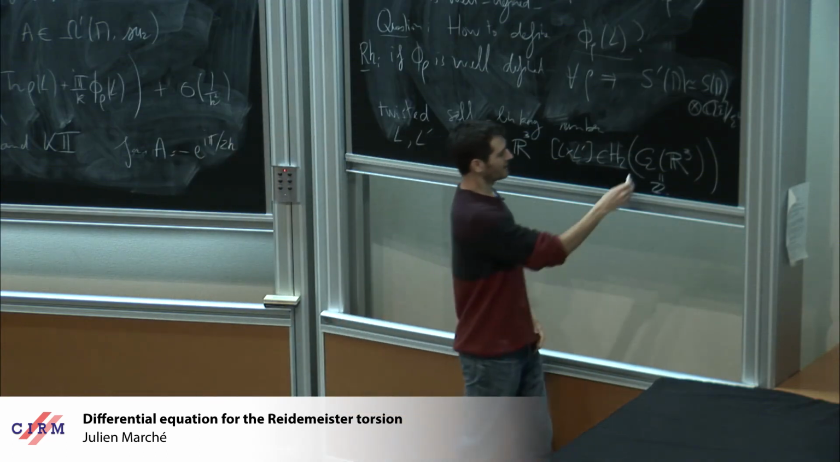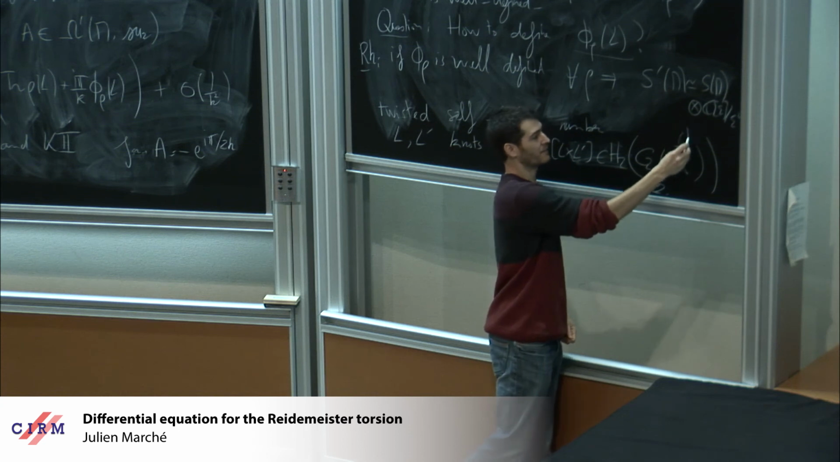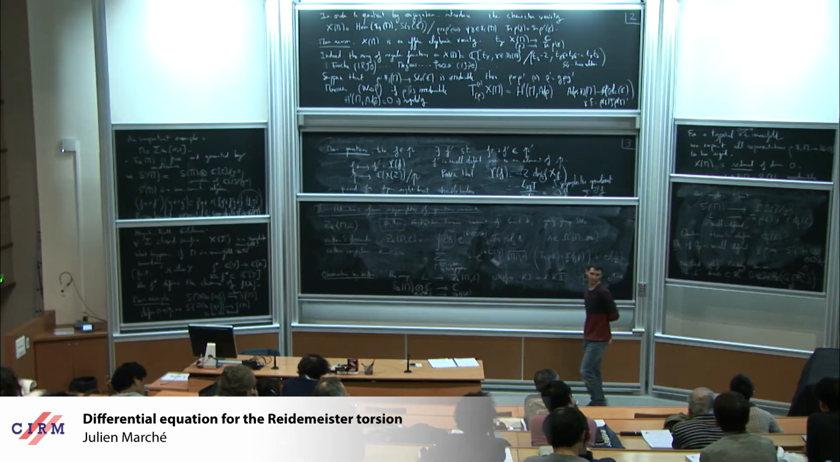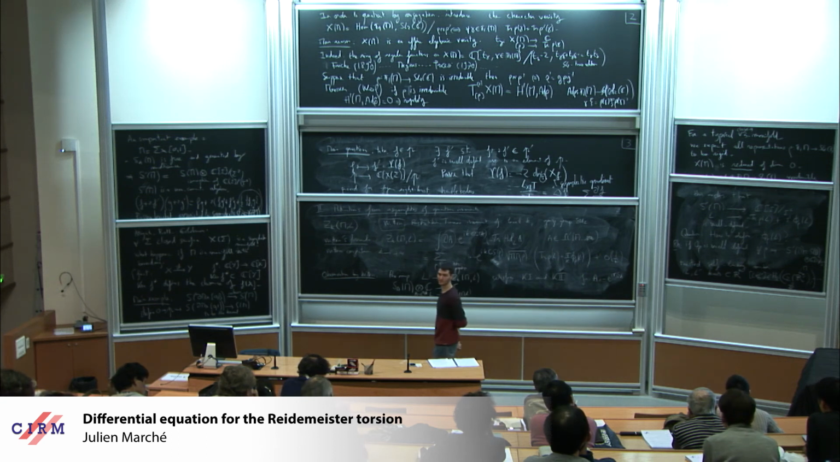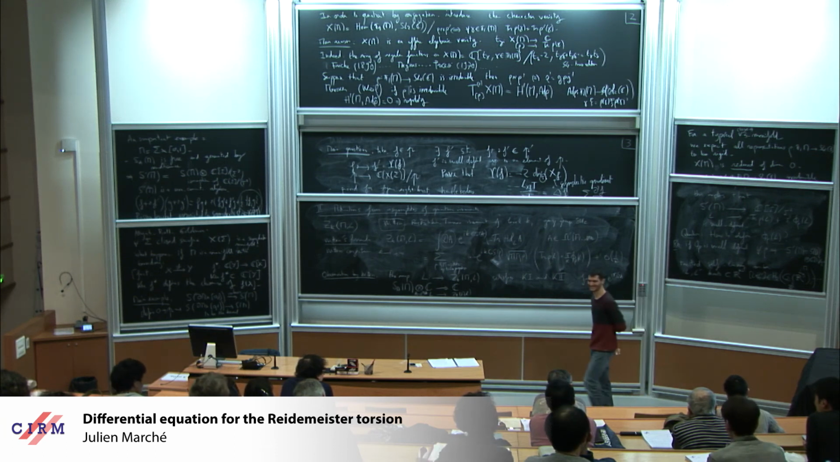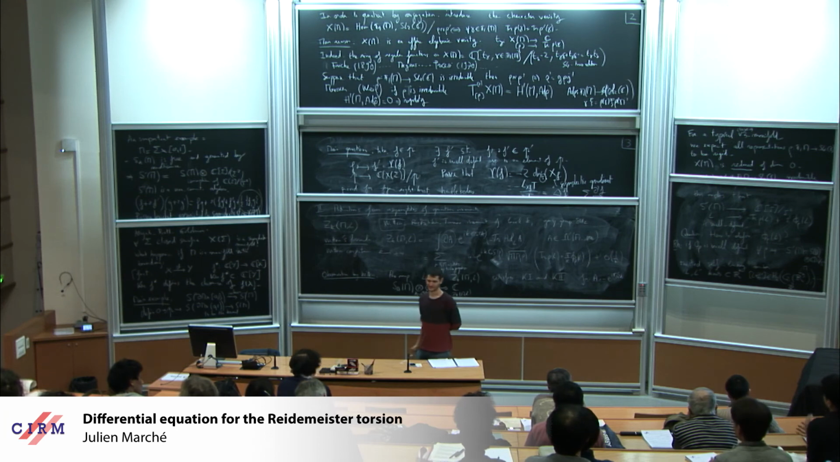And if you replace R3 by M, and you add here some crazy coefficients, you will have the definition of the twisted linking number. Okay? I cannot say more, I'm sorry. So let me stop here.